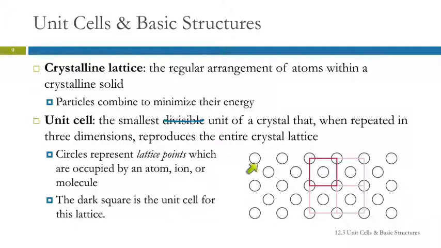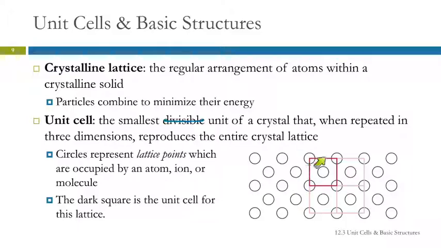So here we have a 2-dimensional representation. The circles here, the circus. Let's go to the circus. The circles are the lattice points, and those represent where the center of the atom or ion or molecule is.